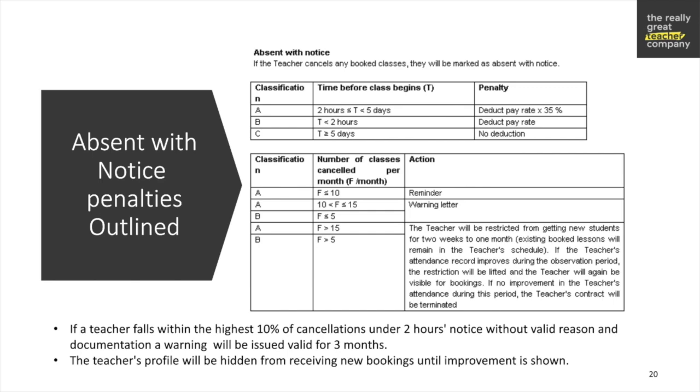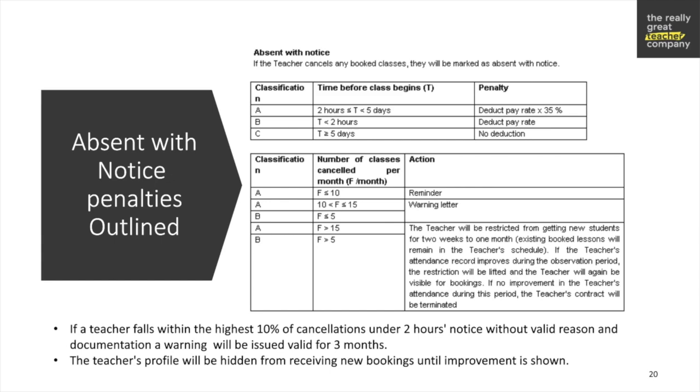So if it happens less than 10, more than 10, and within 15, more than 5, and more than 5, you will either receive a reminder, a warning letter, and/or your profile will be restricted from receiving new students for 2 weeks to 1 month. All of the existing bookings will still remain on your schedule until your performance improves.